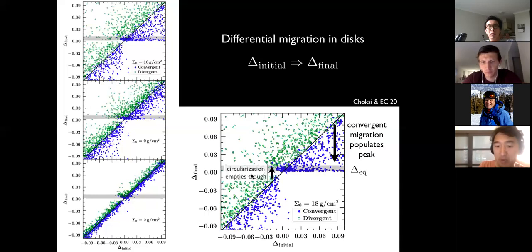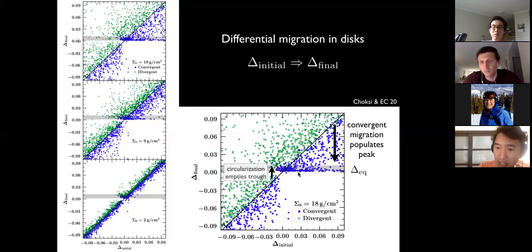The convergent systems are the more interesting ones because they get caught. You see all these blue points? They start at this line, and then they go down, and they want to go here, but they get caught like fish in a net. They get caught into the resonance. This gray band is the equilibrium delta that I talked about previously. All of these systems, as Norm already figured out, are the ones in the peak. That's the peak. All of these systems migrated into the peak.